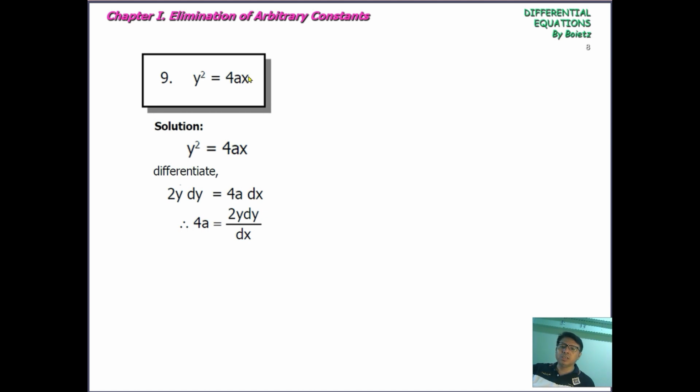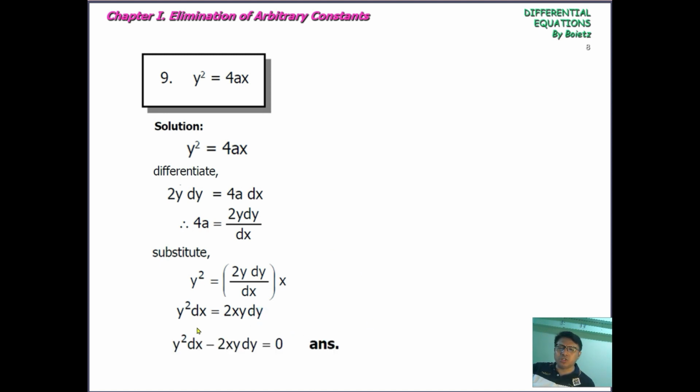Then substitute it here. It becomes y squared equals 2y dy over dx, times x. Then we can cross multiply: y squared dx equals 2xy dy. Transfer it to the other side: y squared dx minus 2xy dy equals 0. We can still divide the whole equation by y, giving y dx minus x dy equals 0, which could be your final answer. But the answer shown in the book is the earlier one.